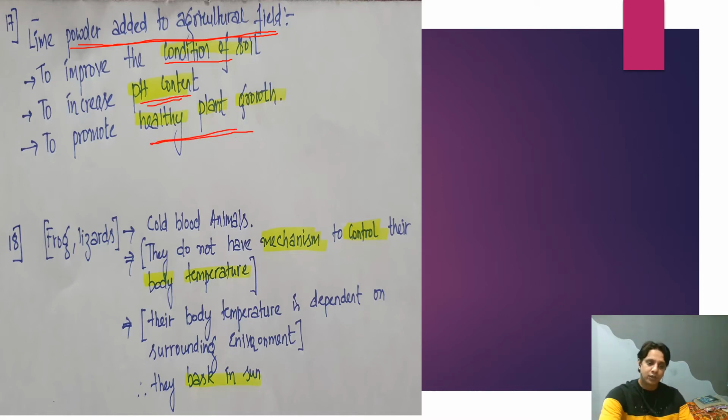18th one, it is about cold-blooded animals, and they've asked us why their body temperature is equal to the body temperature of the environment. See, cold-blooded animals do not have mechanism to control their body temperature. So their body temperature is as their surrounding environment, and it is dependent upon their surrounding environment, and that is the reason why they bask. We all have seen crocodile basking in the sun.